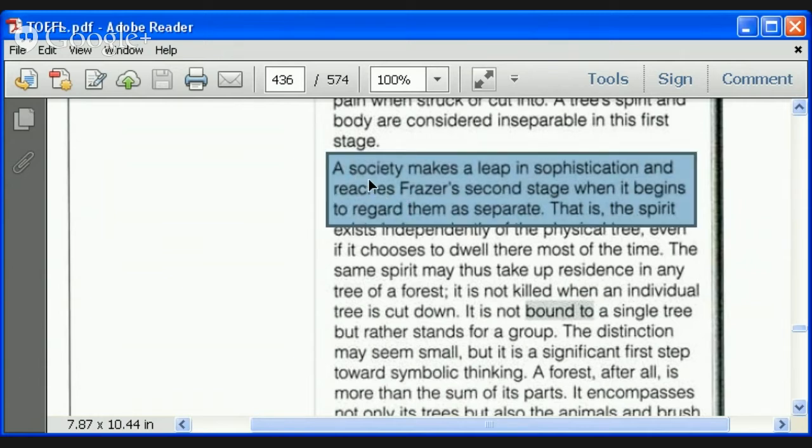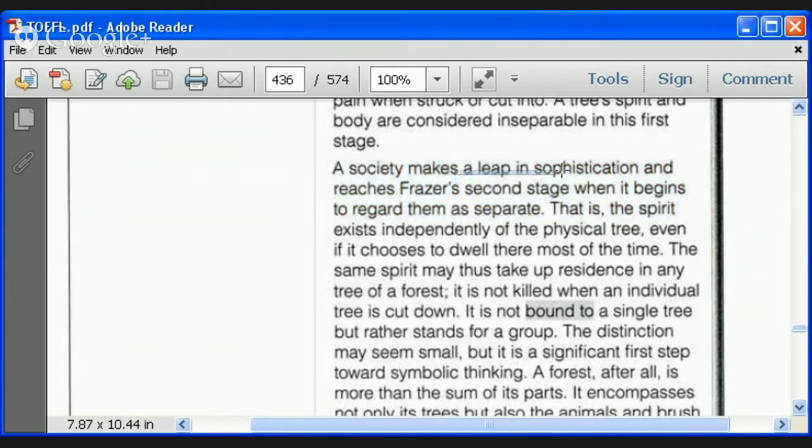Next paragraph. Society makes a leap in sophistication and reaches Fraser's second stage. When I see ordinal numbers, first, second, third, this really makes it easy for me to understand that the writer has a first, second, third point. What is it? When it begins to regard them as separate. What is separate? I don't understand that. Oh, good. He's going to clarify the information.